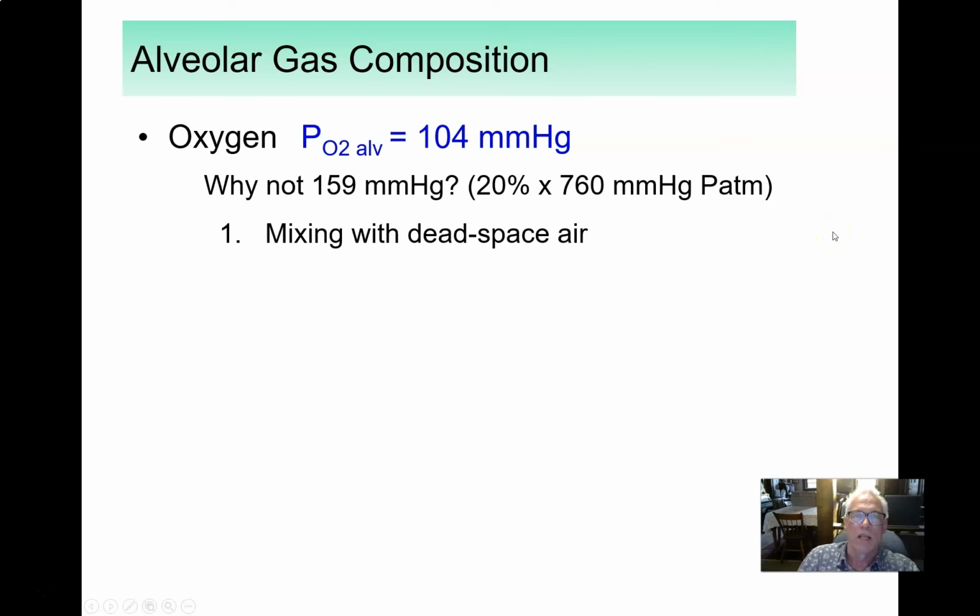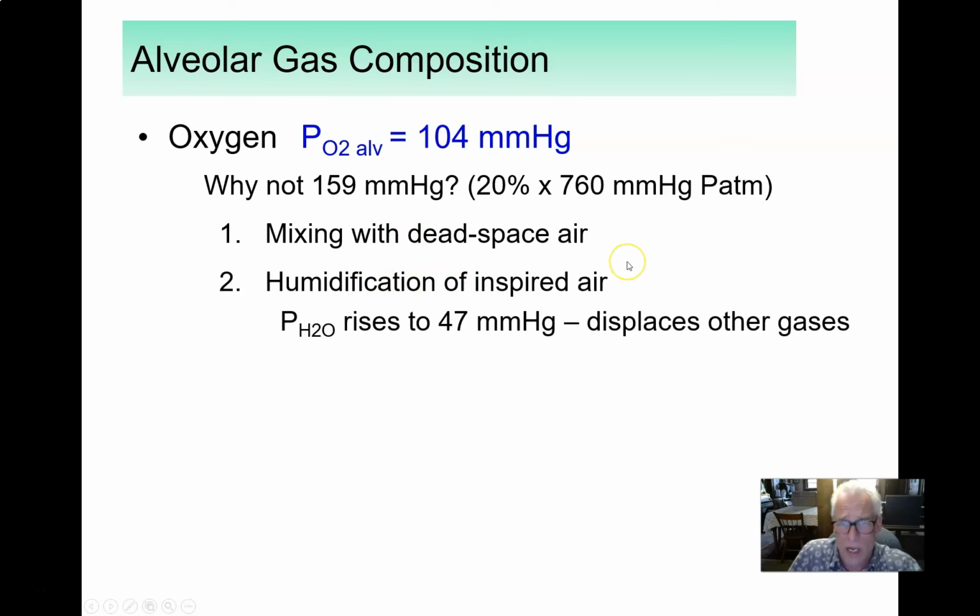Remember, we talked about anatomical dead space. When we inspire some air, the first thing that happens is about 150 mils of old, spent air that's in the airways goes right down into the alveoli, and then we bring in some fresh air on top of it. They mix together and dilute some of the oxygen that's in the fresh air.